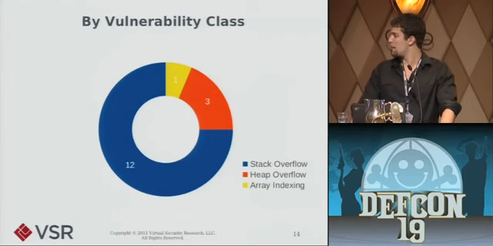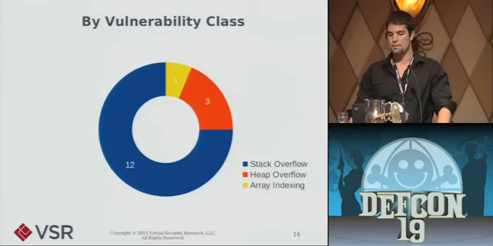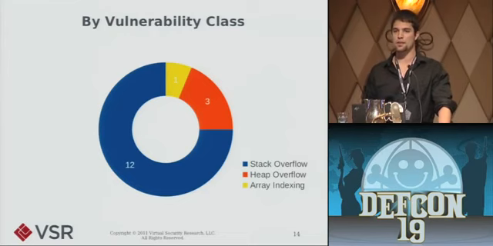And breaking these down by vulnerability class as to what vulnerability was exploited, a full 3/4 of these, 12 of the 16, were typical stack overflows. And I think this is probably because these vulnerabilities are incredibly conducive to exploitation. They're very well understood. The steps of exploiting them are known. 3 of these vulnerabilities were heap overflows, which are frequently much more difficult. And then 1 of these, a Windows SMB issue, is actually an array indexing issue.